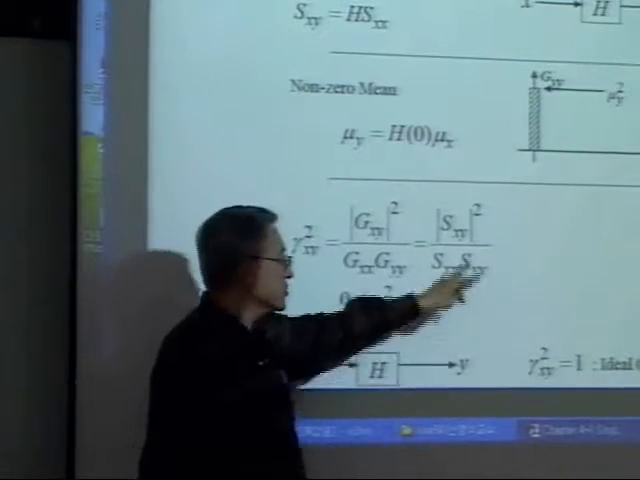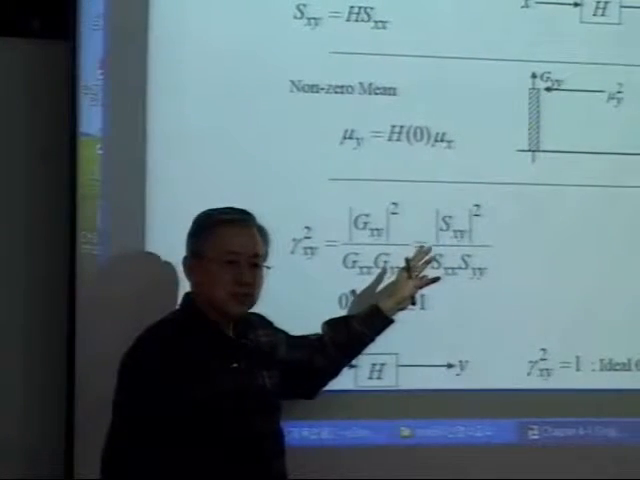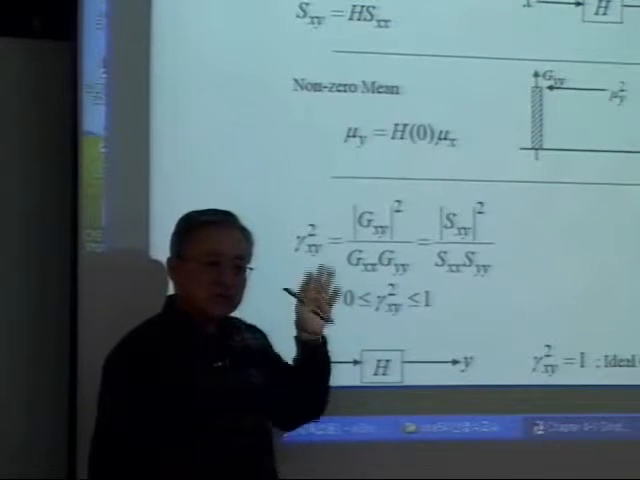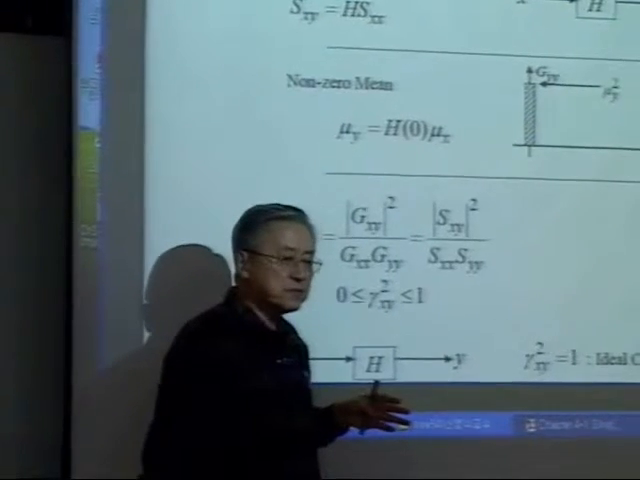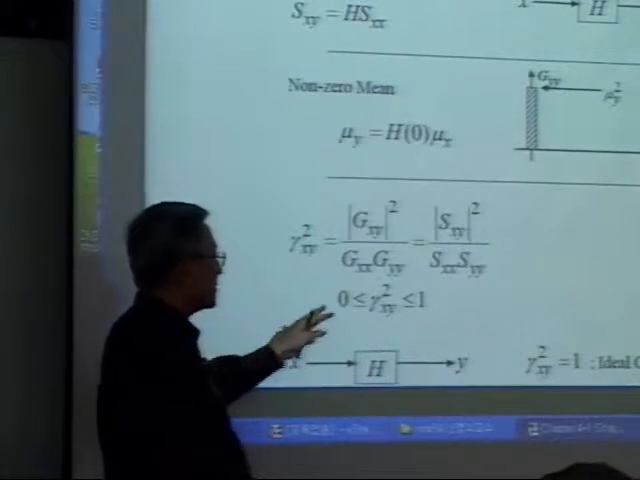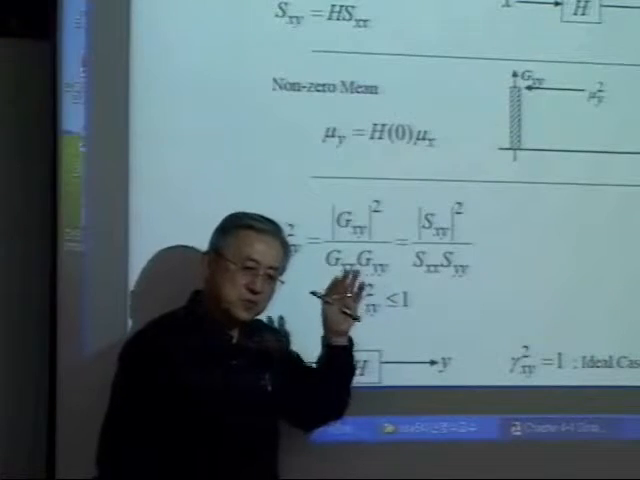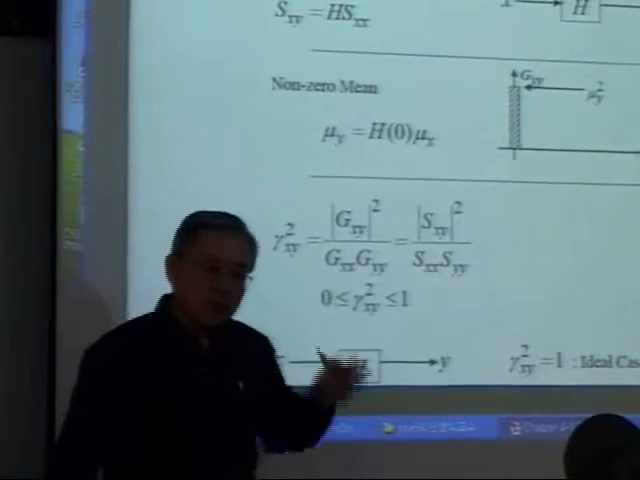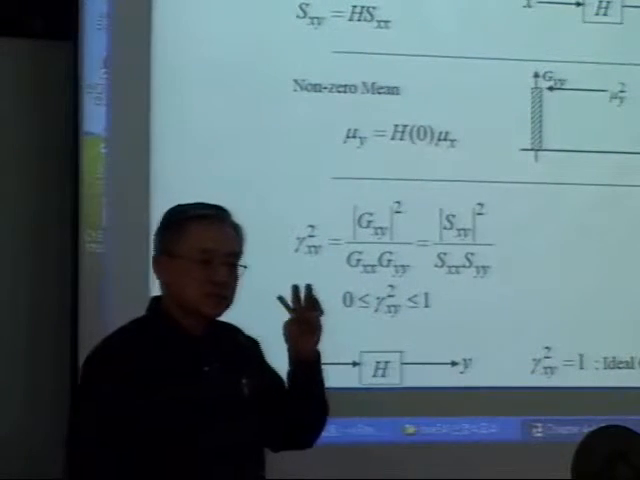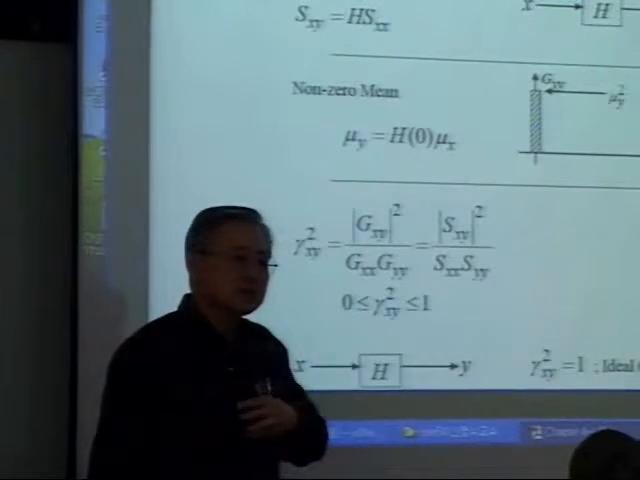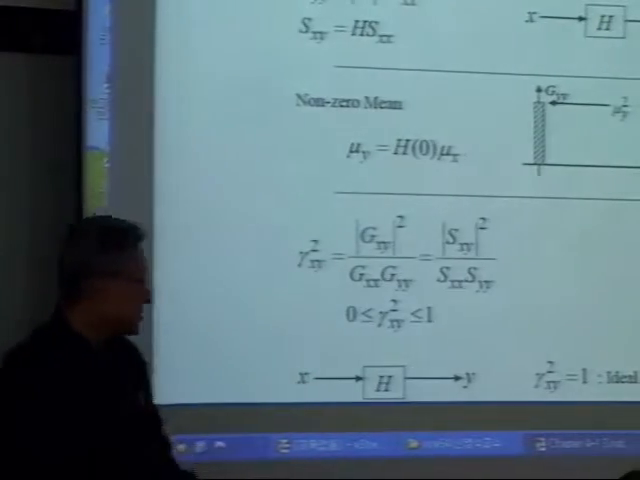In the experiment, you are not dealing with S. For the experiment, you are dealing with G, because f has to be always equal to or greater than 0. Negative f has no meaning in here. And the range of gamma_xy squared is between 0 and 1. If gamma_xy squared is equal to 1, it means no noise contamination. When gamma_xy squared is 0, then that's nothing but noise. No real signal.